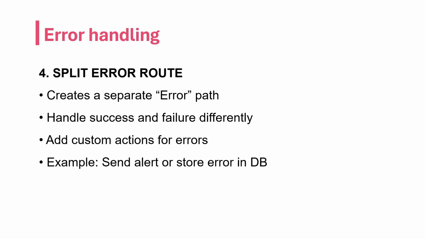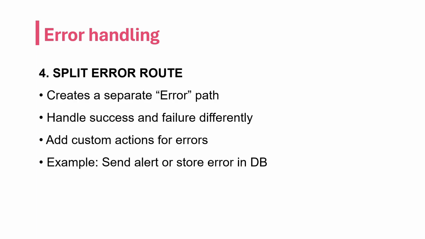Now we'll see the fourth type, that is split error route. So when you enable this, a node will have two outputs, one for successful execution and the second for errors. This allows you to design parallel paths, one for success, another for handling failure. For example, if an HTTP node fails, you can use the error route to send a Slack alert, save the error details in a database, or notify a team member. This is super powerful when you want to take smart actions after an error.